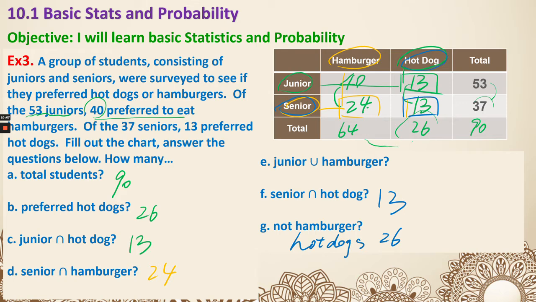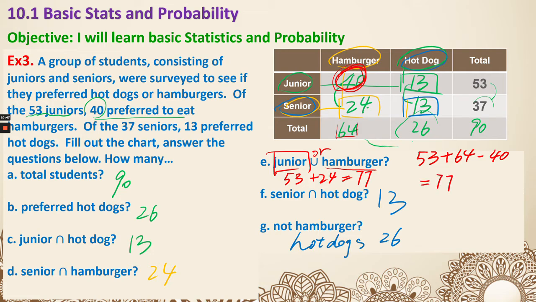Now let's have a look at E, junior or hamburger. This means they could be a junior or they could prefer hamburger. So all the juniors is 53, but for hamburger, if you count 64, you won't notice we actually counted this 40 twice. So instead of counting it twice, we just need the other students who also like hamburger who are not juniors, which is this 24. So you will get 77. That's one way to do it. Or you can count both, 53 plus 64, then just subtract the one we overcounted because 40 is junior and hamburger. Just subtract that, and that still gives you 77. That's example 3.